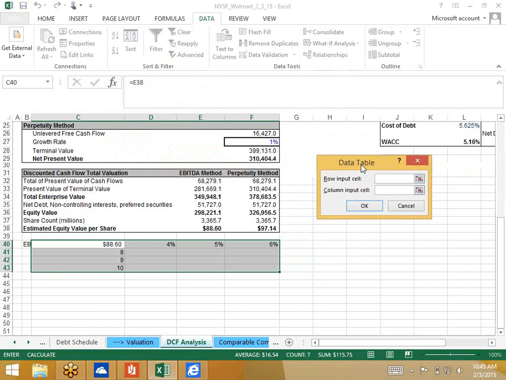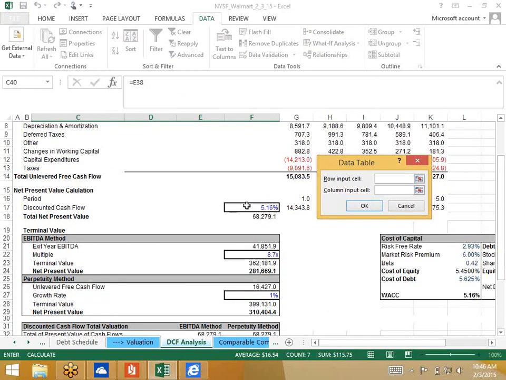So now it's got two input commands, the row input cell and the column input cell. The row input cell is saying, okay, of these variables in the row, where in the model are those variables adjustable? Where is it? Yes, F17. This is where the variable gets adjusted.